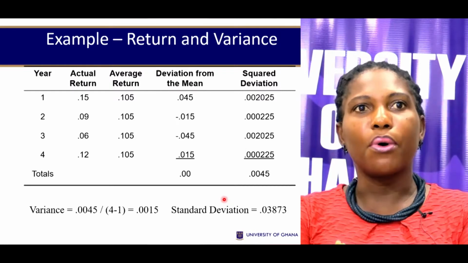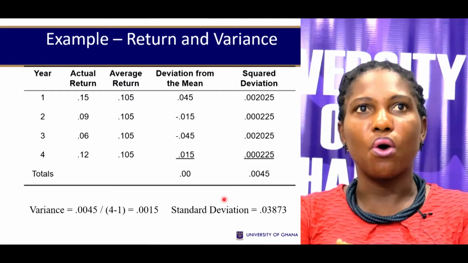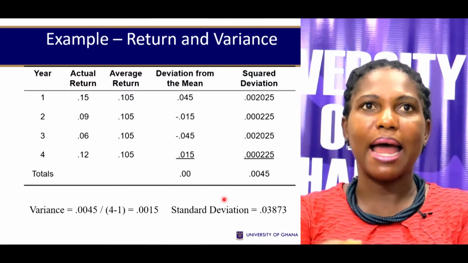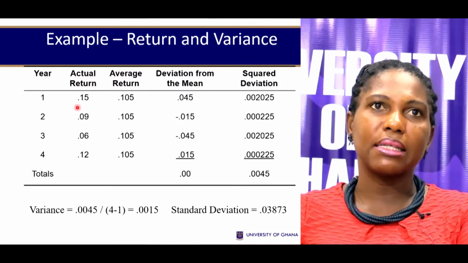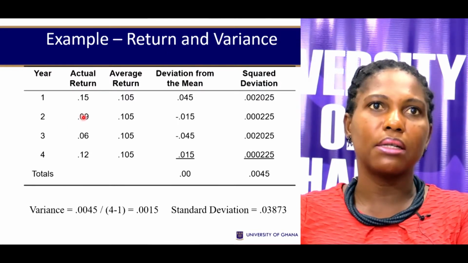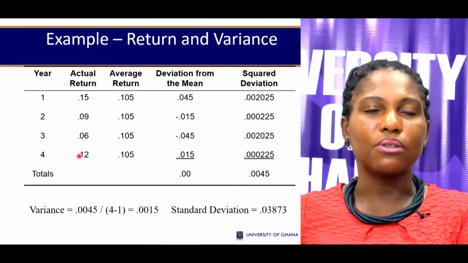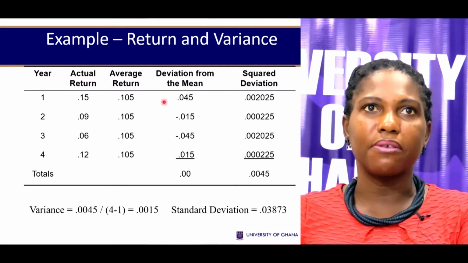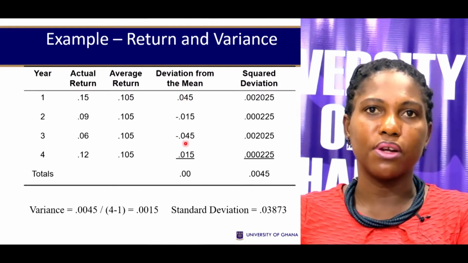So now let's take an example of how to compute the variance on a scenario. So here we have a project that already has an average return of 10.5, but then the actual returns that were originally estimated, we had 15% for year 1, 9% for year 2, 6% for year 3, and 12% for year 4. So now we're going to look at the deviation about the mean, that's the difference between the actual return and the average return. So here we have these values.